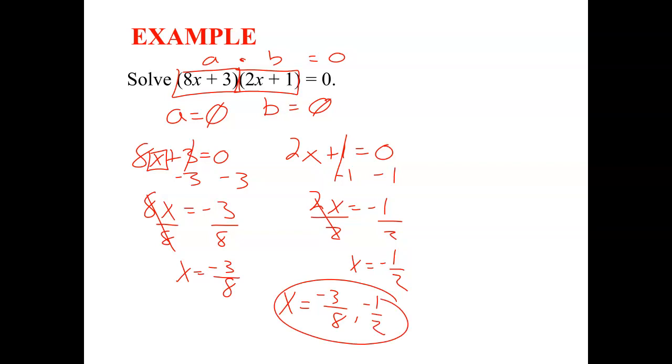Those are the two values that will make this equation true, because either of those will make one of these equal 0. And if I multiply anything by 0, I get 0. Okie dokie? Alright, so that was already factored. So that was kind of easier, less work for us. Most of the time it's not going to be factored. We have to factor it.